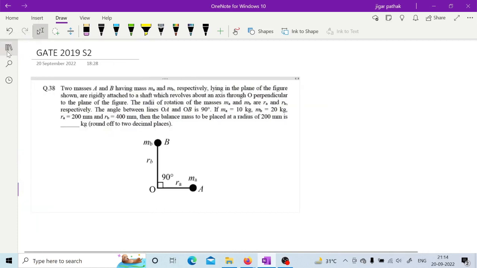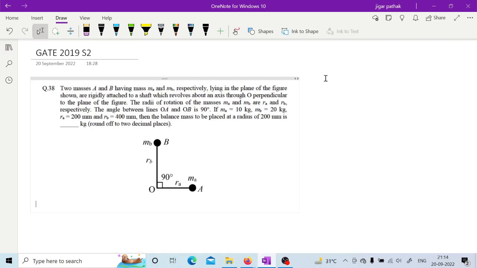So next is two masses A and B having mass MA and MB respectively lying in the plane of the figure. They are rigidly attached to a shaft which revolves about an axis through O, perpendicular to the plane of the figure. The radii of rotation of masses MA and MB are RA and RB respectively. The angle between OA and OB is 90 degrees. MA is 10 kg, MB is 20 kg, RA and RB are also provided. Then the balance mass to be placed at a radius of 200 mm is. It is a very straightforward problem, right?